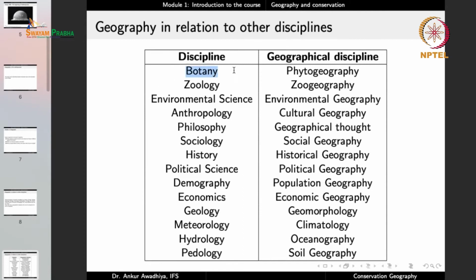So, when you study the elements of botany that vary over space, we have the geographical discipline of phytogeography. Phyto means plant, so we are asking about plant geography. What plants are found in various locations? Where is a particular species or a particular kind of plant found, and why is it found there? If we take the discipline of zoology, which is the study of animals, we have zoogeography. Now, zoo is animal, so here we have animal geography.